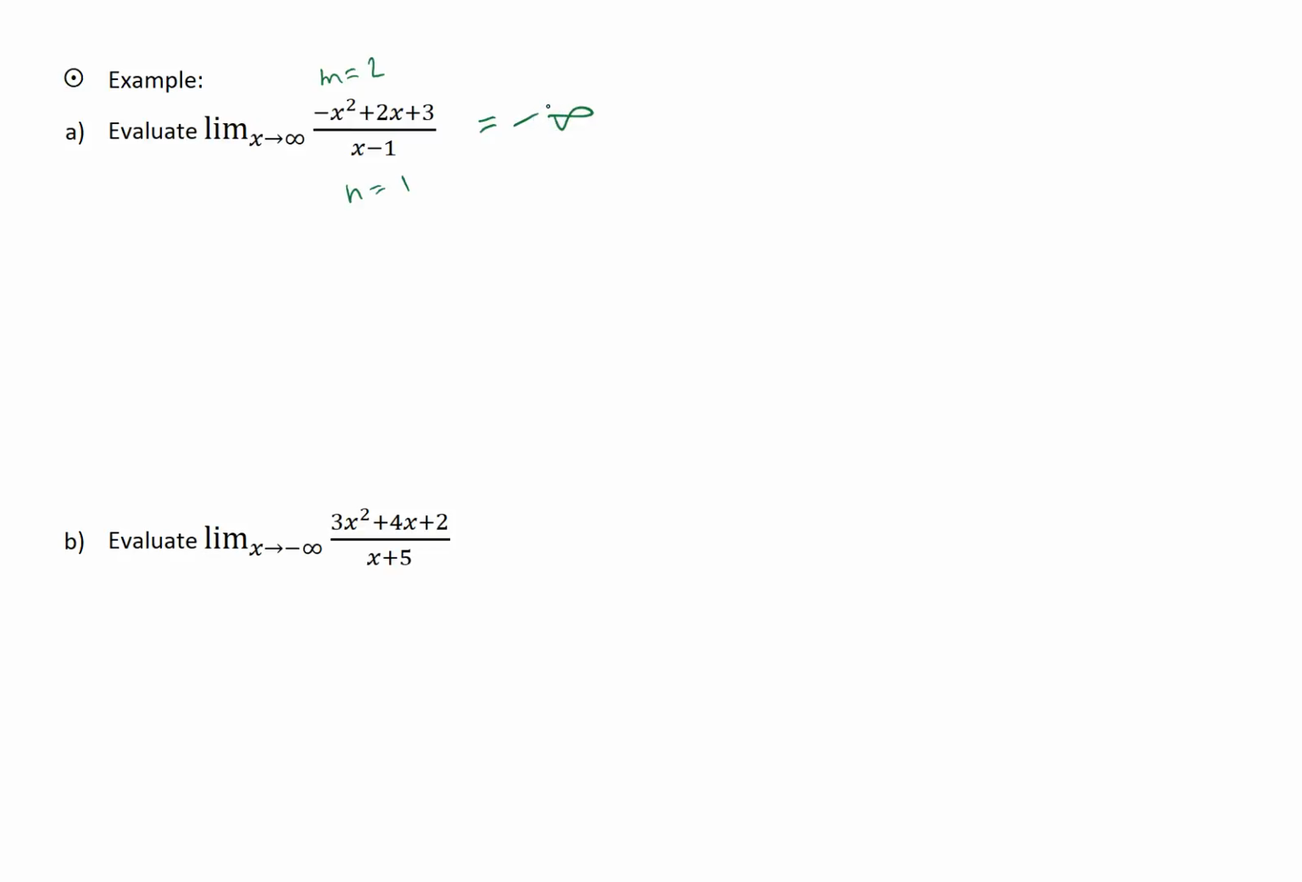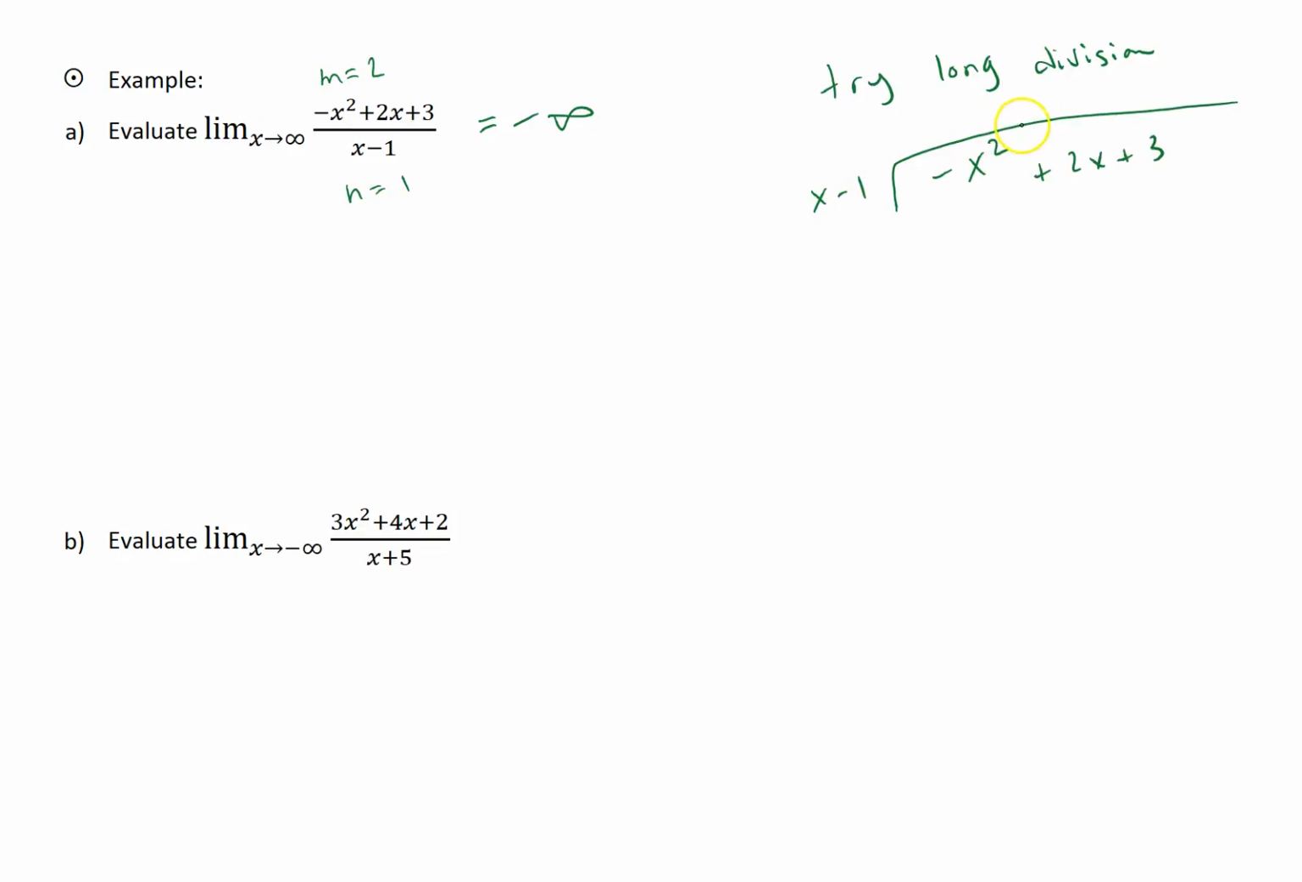Okay. And there is another way that you could verify this if you're not really comfortable with that kind of logic. You could try long division on these rational ones where the numerator is higher. So I would take that negative x squared plus 2x plus 3, and I would divide it by x minus 1.